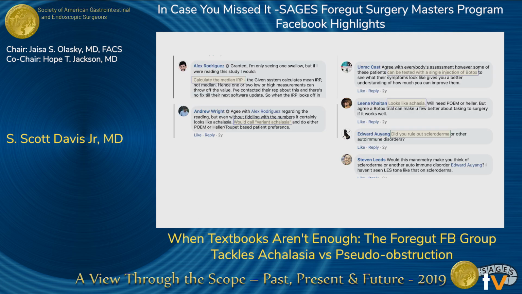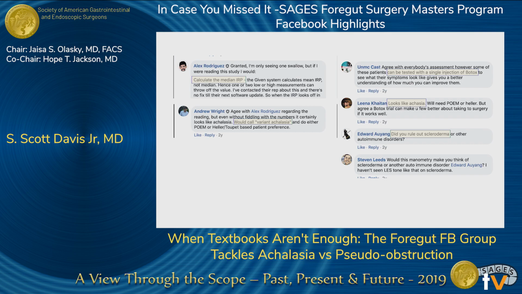So even though the LES relaxes here, people begin to discuss the manometry. Alex, who we just heard from, discusses calculating the median IRP. The result that we're going to get is going to be a mean IRP, and he points out that if you get a high or low result in one of those 4 numbers, you might get a spurious result, and recommends going back and looking at the tracings and calculating his own median IRP.